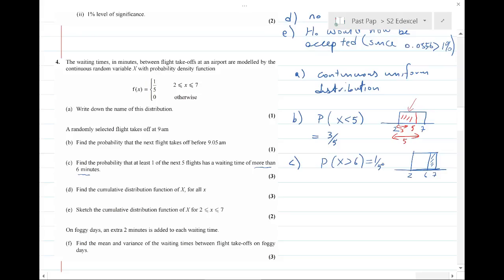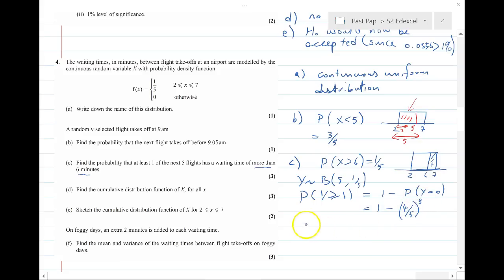But we're asked for the probability that this happens at least once in the next 5 flights. So we've got 5 such flights, so let's call it Y, which is binomial with 5 and 1/5. And we're being asked for the probability that Y is greater than or equal to 1, at least 1, which is 1 minus the probability that Y is equal to 0, in other words the probability of this never happening. So that's 4/5 to the power of 5.